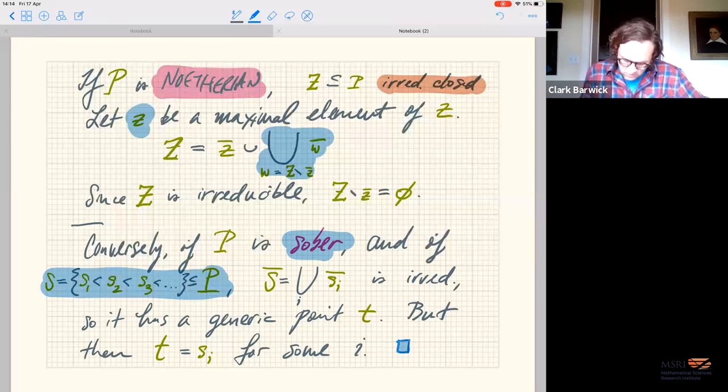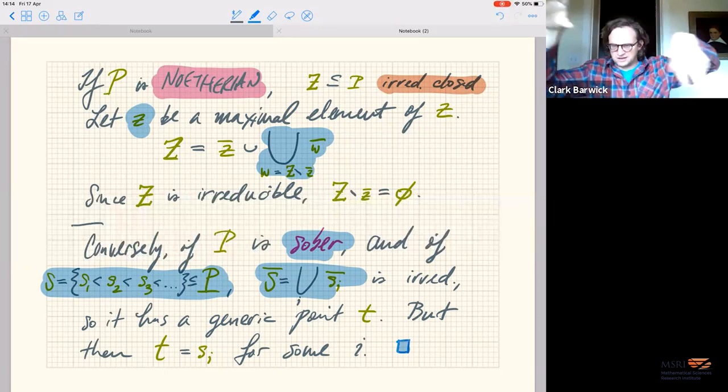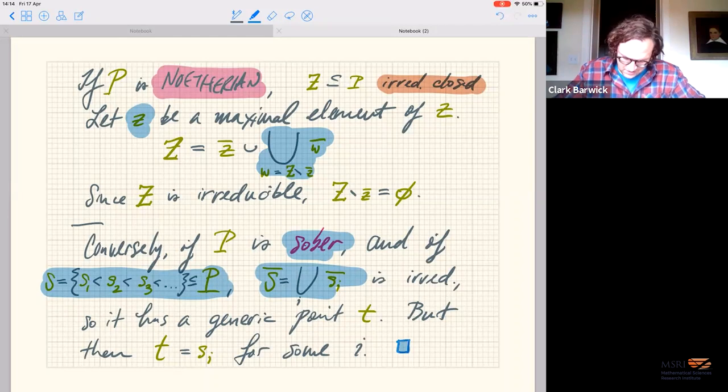So what'll I do? Well, again, I'm going to take the closure of S, and that's irreducible. Why is it irreducible? Well, it's irreducible because it can't be written as a union of proper closed subsets. So it has to have a generic point T, but that generic point has to show up somewhere on my list, because if it didn't, then I'd have something that was bigger than it, and that's obviously not possible. And so that shows you that actually Noetherianness and sobriety are the same thing.